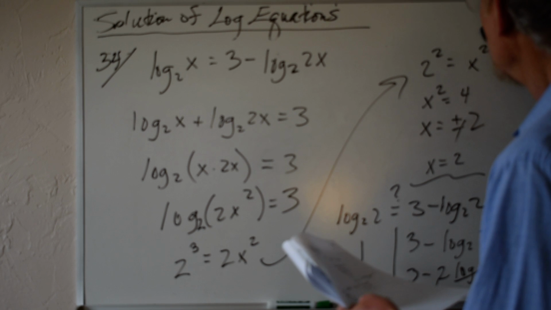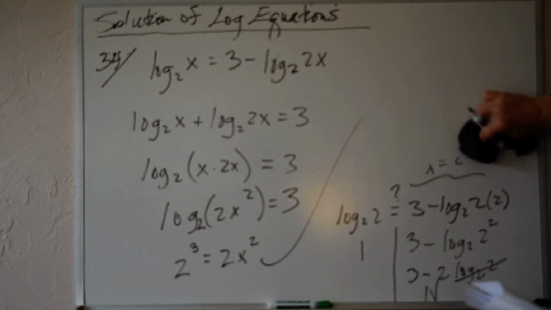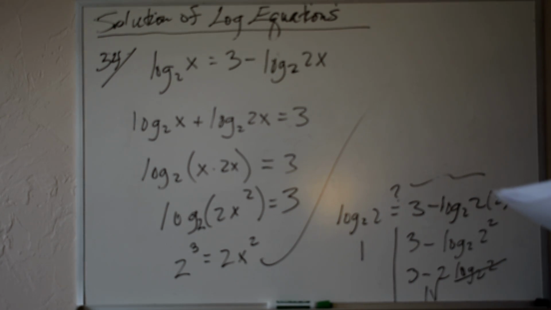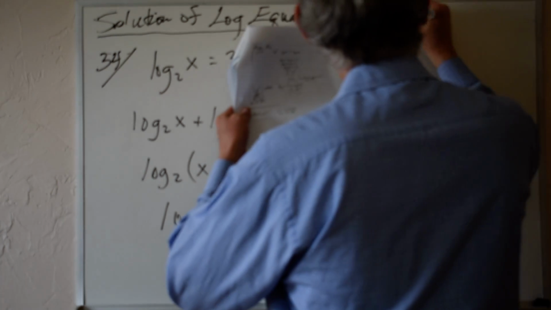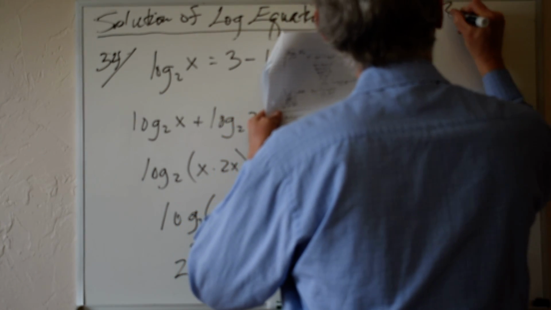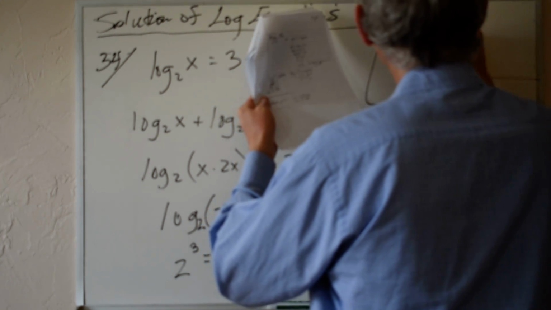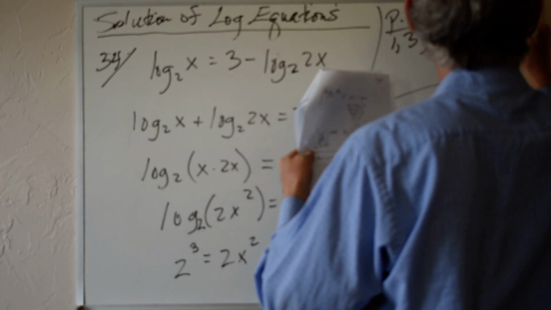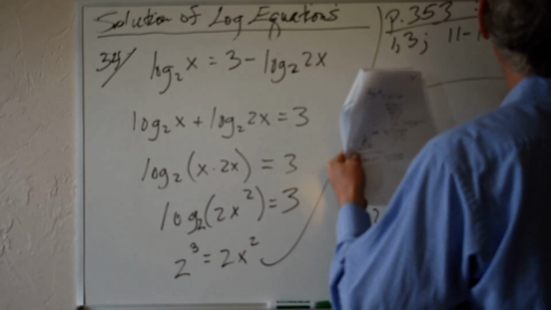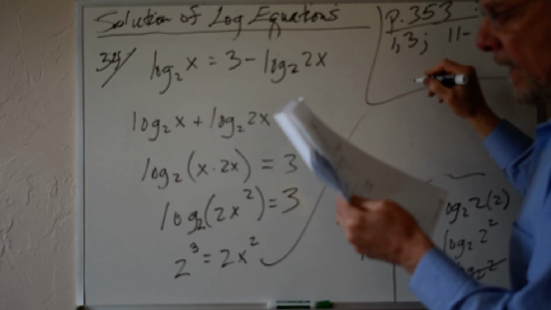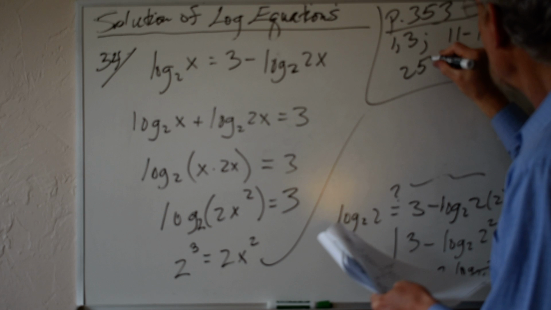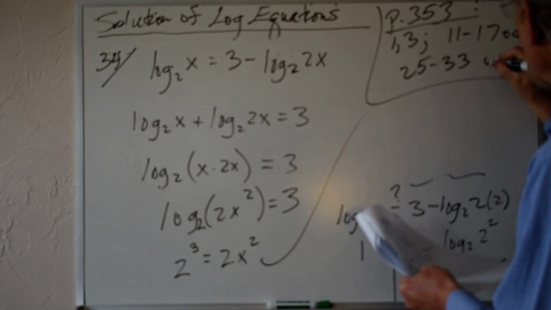For homework, on page 353, problems 1, 3, 11 through 17 odd, and 25 through 33 odd.